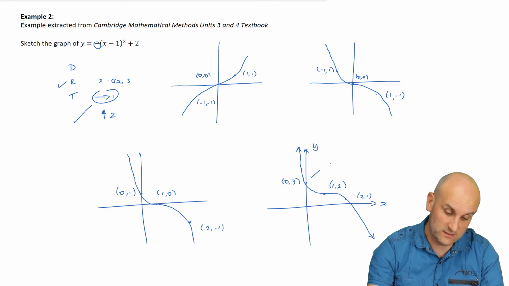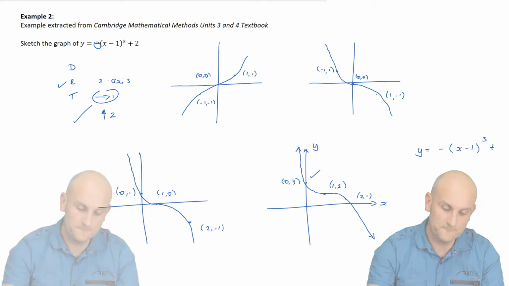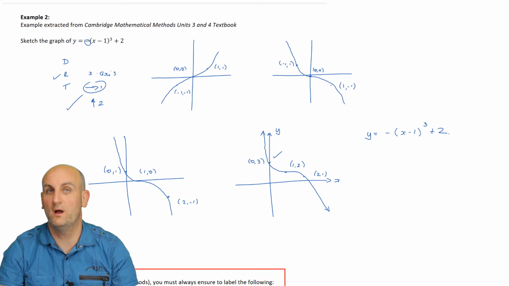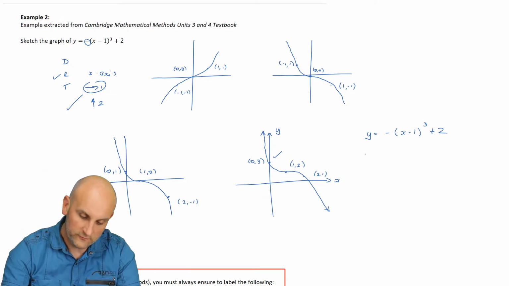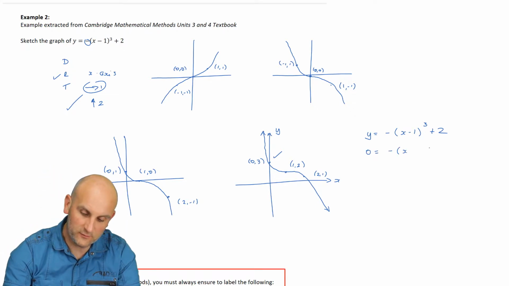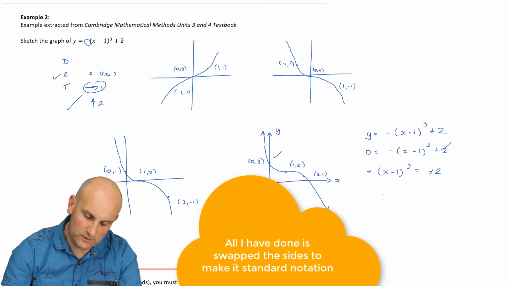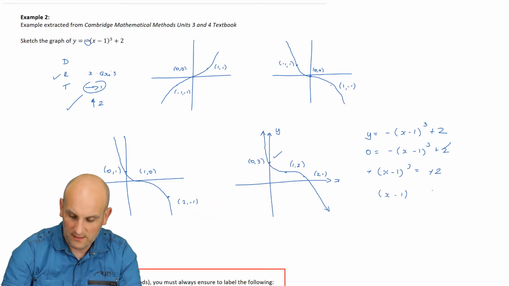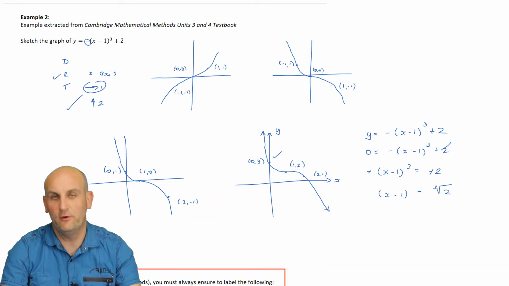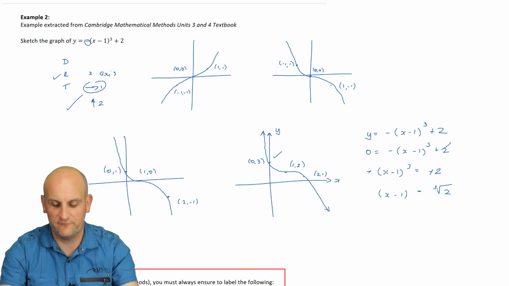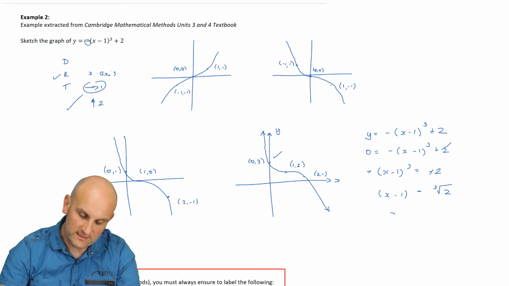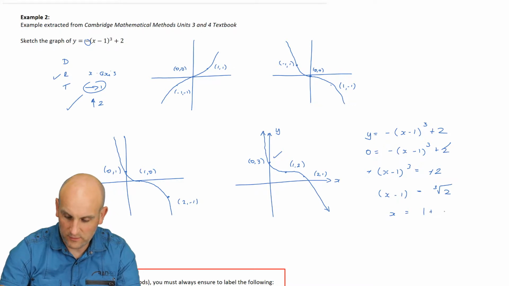Not really, because what I'm just going to do is use my equation y is equal to -(x - 1)^3 + 2. And to find my x-axis intercept, I'm going to make my y value equal to 0. So 0 is equal to -(x - 1)^3 + 2. Take away 2 from both sides gives me -(x - 1)^3 is equal to -2. The minuses cancel each other out. So I'm going to take the cube root of 2. So x - 1 is equal to the cube root of 2. Now, not plus or minus, that's only for square roots, or even powers like the power of 4. So it's just that one solution. And so x becomes equal to 1 plus the cube root of 2.